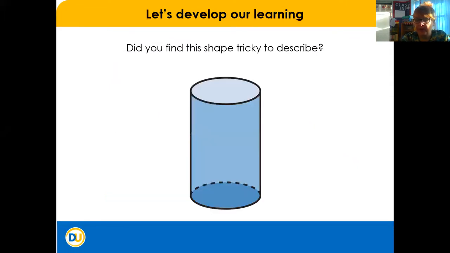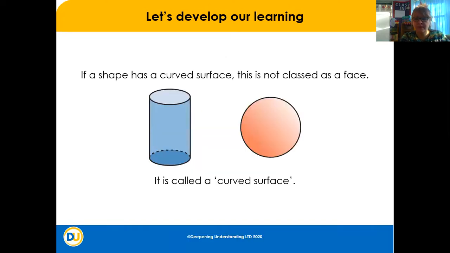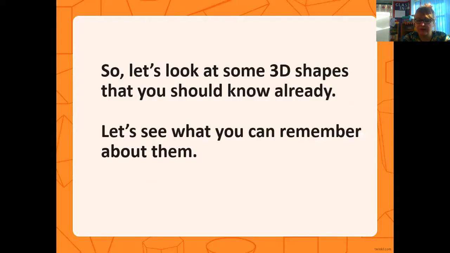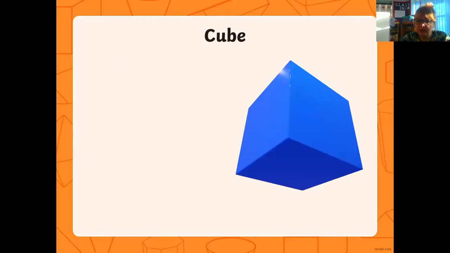Did you find that one hard to describe, or was it a bit easier now that I've already shown you the cylinder on here and I talked to you about this curved surface? All right, so we talked about that. So you should already know these shapes because you've seen them before. So I just want to give you the properties. Now you might want to make some notes on this so that you can do the work at the end.